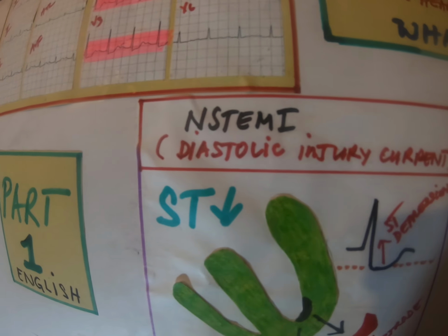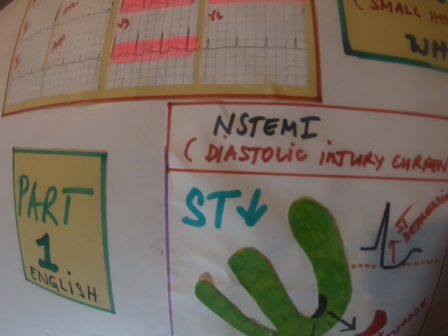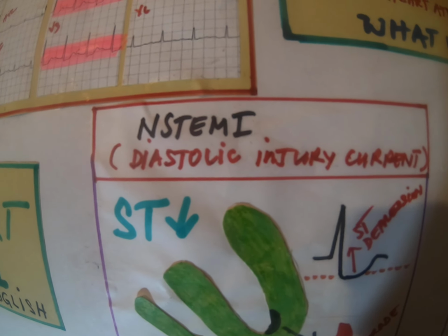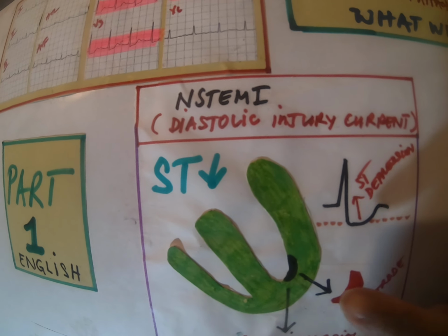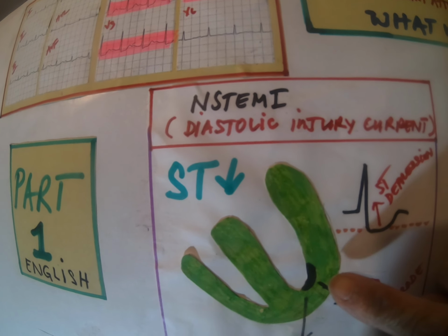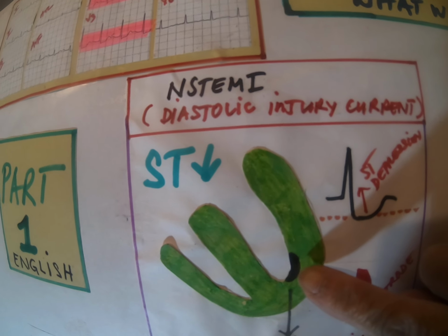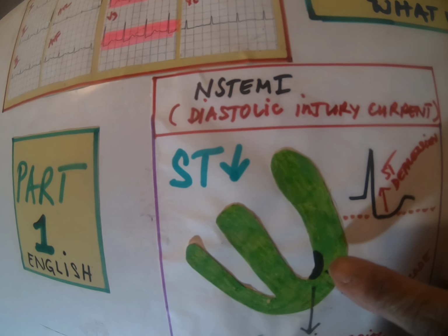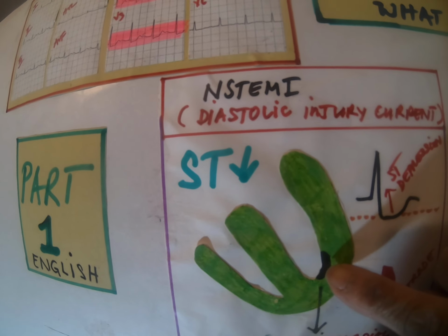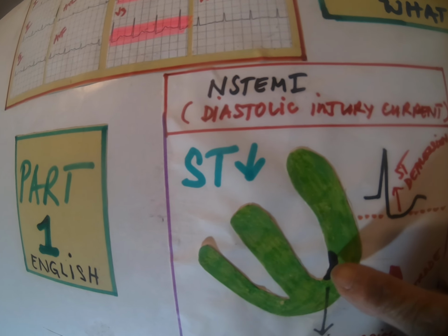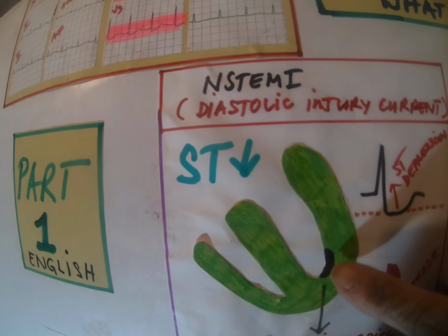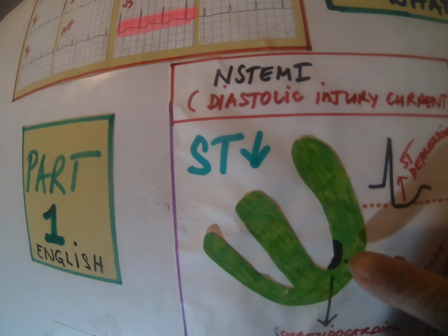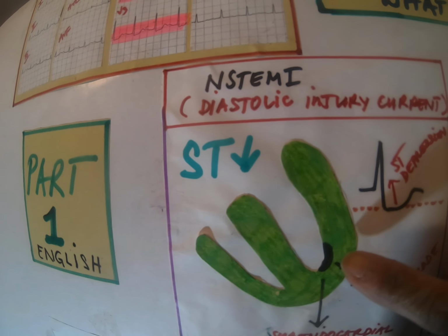So the question is, why do we have an ST depression in non-STEMI? Okay, based on the diastolic injury current here, we have a damaged segment of subendocardium. So this is where the ionic leak occurs. With ionic leak, some of the sodium gets in, and some of the potassium comes out. So ionic leak will come from the damaged subendocardial region, okay?